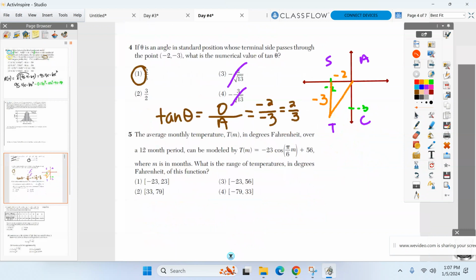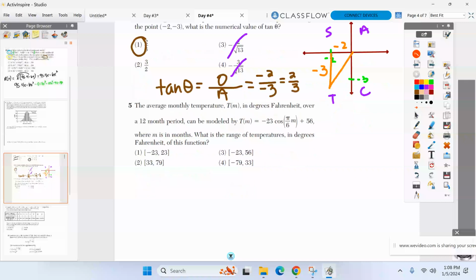5. Can we do 6 too? Sure. It rolls right into what we just did today. Okay, number 5. Come on, make me proud again. This was my wheelhouse this year. I'm giving you a cosine curve. And what is the range of temperatures?